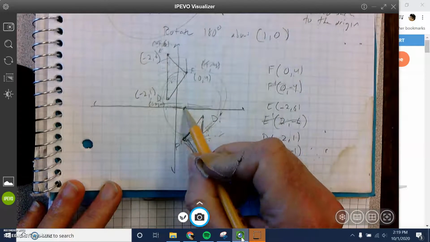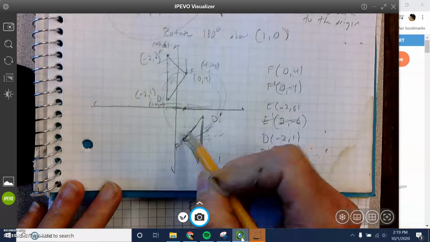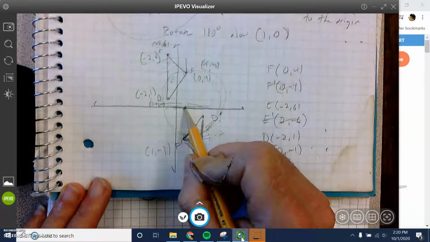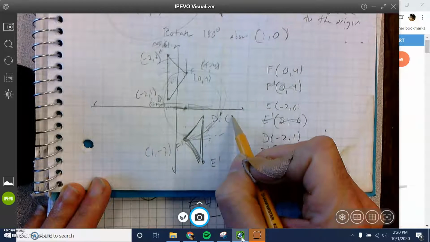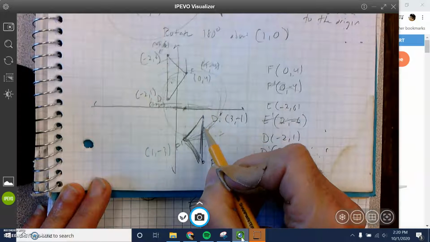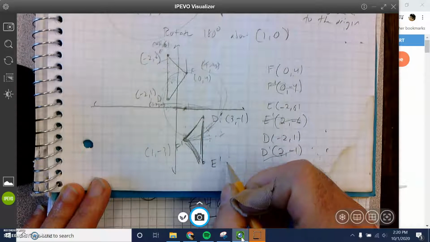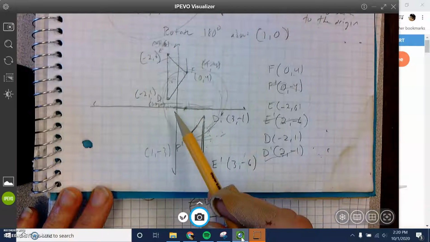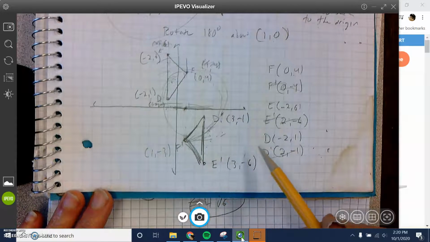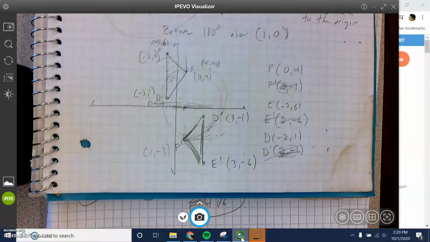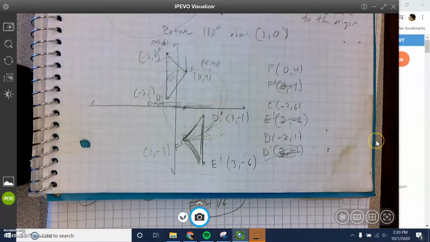So F prime is 1, 1, 2, 3. So it's 1, negative 3, 3 down. D prime is 1, 2, 3, negative 1. And then E prime is 1, 2, 3, 1, 2, 3, 4, 5, 6 down. There you go. So everything is reoriented about the origin, and there are my primes. These are not the primes, so I want to erase those. These are the actual primes. You have to reorient it about the origin to finish. Cool. All right, let's do another one. Let's see if you can do it.